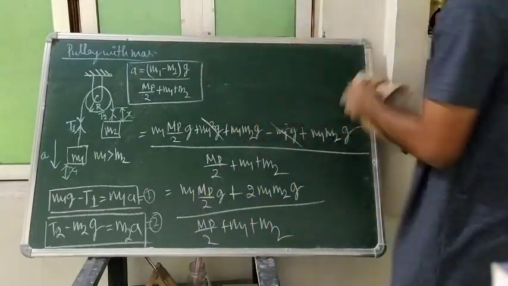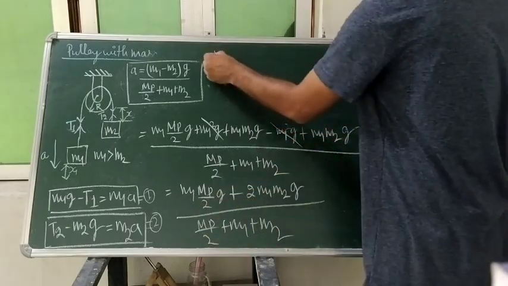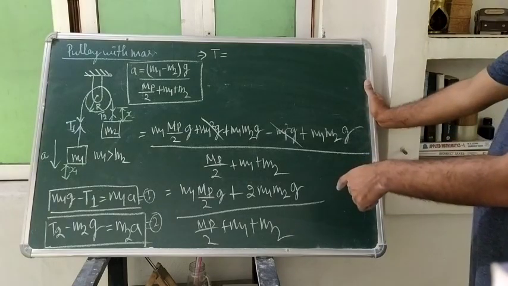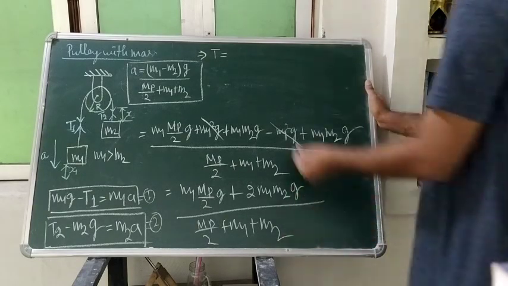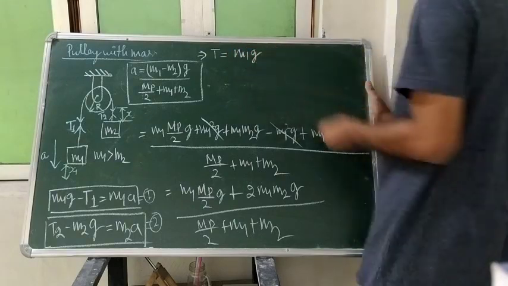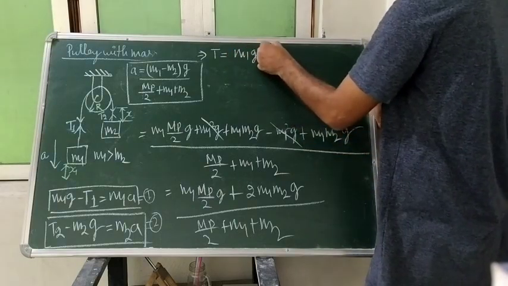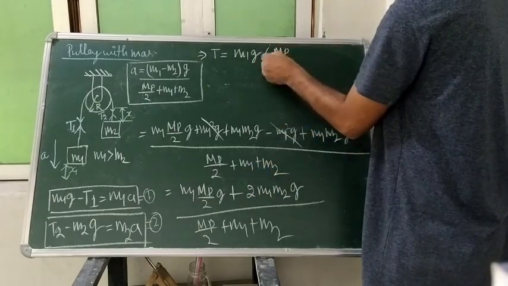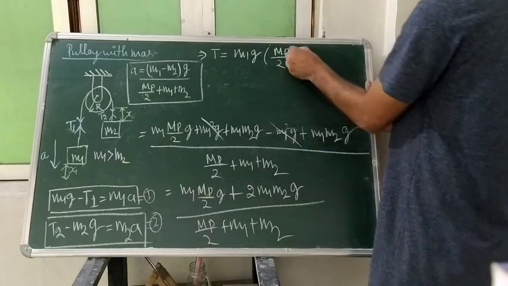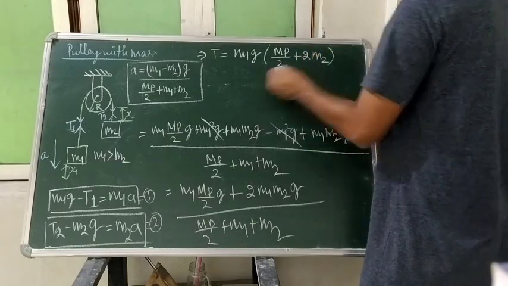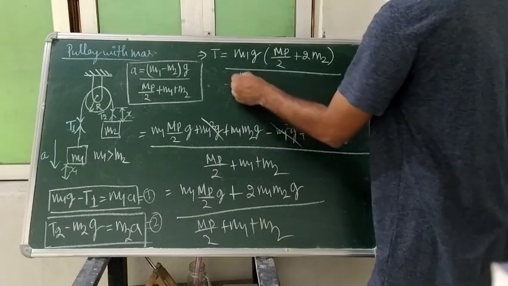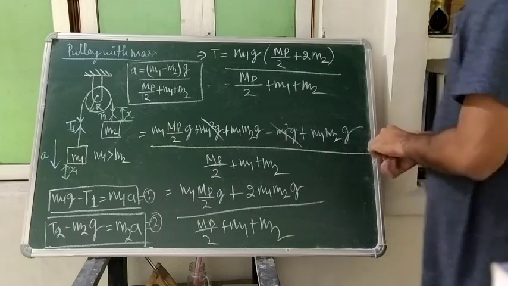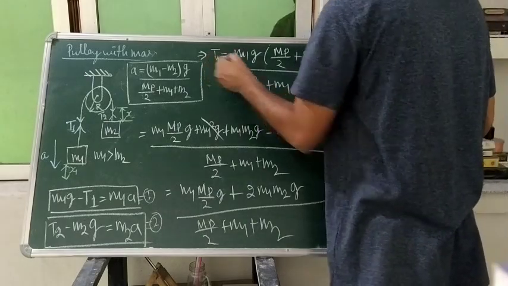So next, what can you do? Our tension will be equal to, you can take M1G common from here, M1G common from here, and M1G common, so what will be left here? Mass of that pulley divided by 2 plus 2 times M2 divided by what? Mass of that pulley divided by 2 plus M1 plus M2. Okay, so this is the tension T1 you guys will get here.